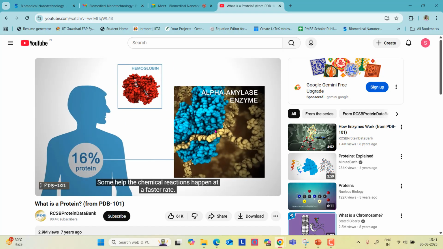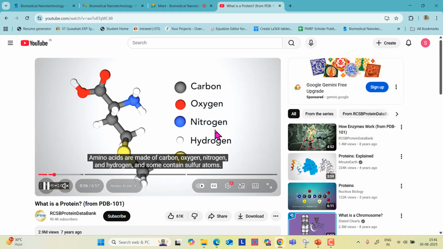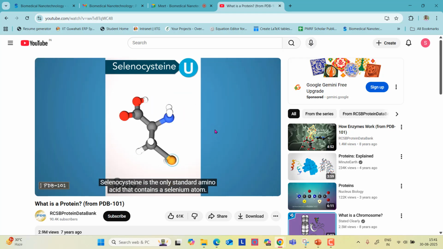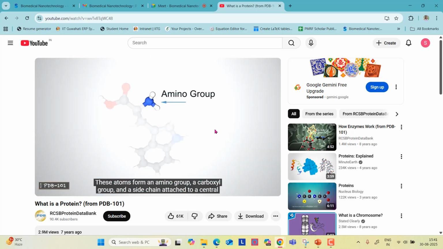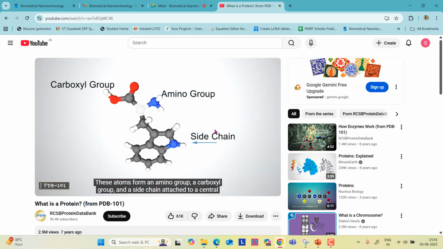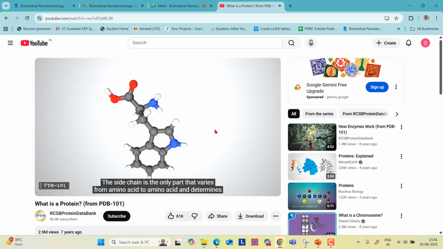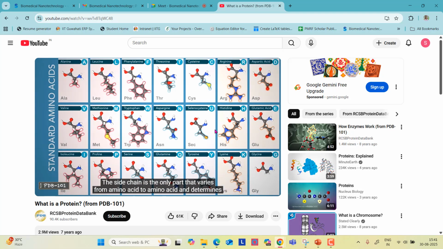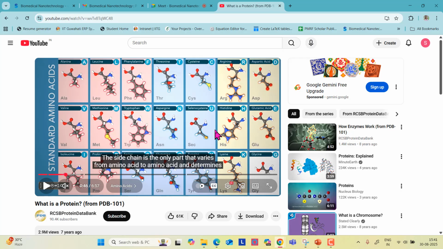Okay, so protein is one of the important things, and it consists of amino acids. These are the amino group, carboxyl group, alpha carbon, and side chain. You can see the standard amino acids.